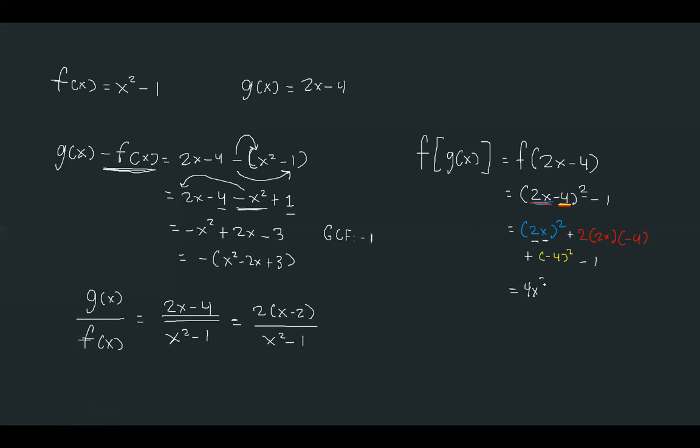So 4x squared. Next, 2 times 2x times negative 4. We're going to multiply them thoroughly. 2 times 2x is 4x, times negative 4 is negative 16x. And lastly, for this one, you're going to square negative 4. So the square of negative 4 is positive 16.